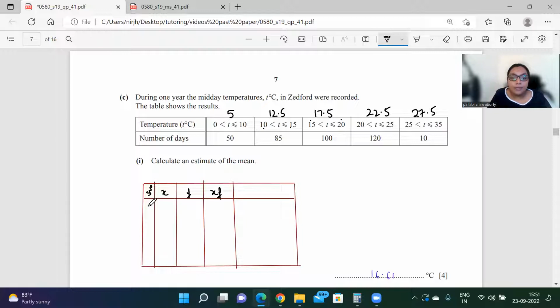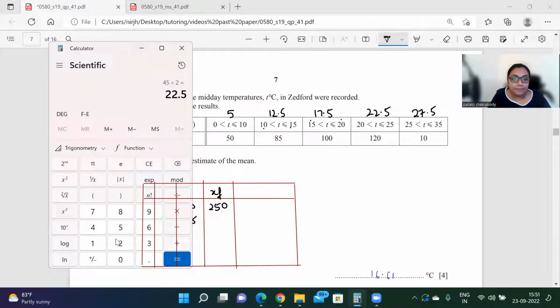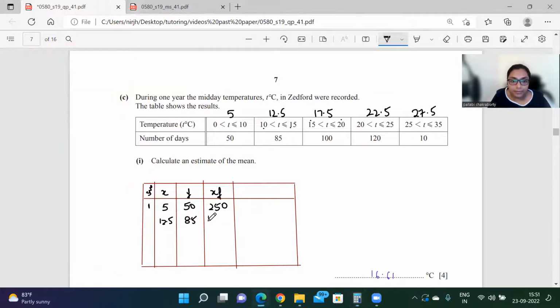So you have 1, the data over here will be what? So the number of days is 50. Remember, 5 occurs how many times? 50. So 5 into 50 is 250. Similarly, you have 12.5, 85 times. So 12.5 into 85 will be how much? 12.5 times 85, which is equal to 1062.5. Let's write that down.